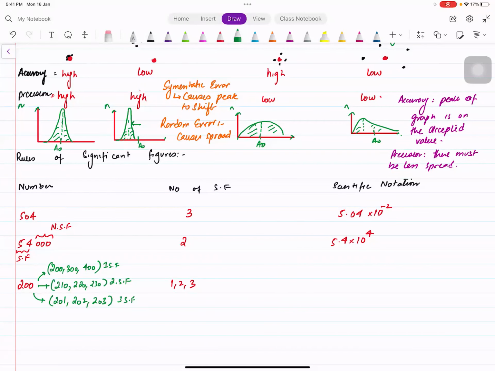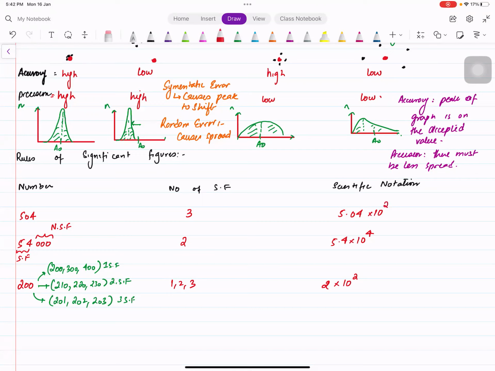So it really depends on what kind of data you have. If it was one significant figure, then we just write it as 2 times 10 raised to 2. Do you guys understand this? For 504, how is it 5.04 times 10 to the power of minus 2? Won't it be positive? Oh, I wrote negative. Sorry. Okay, thanks for correcting.